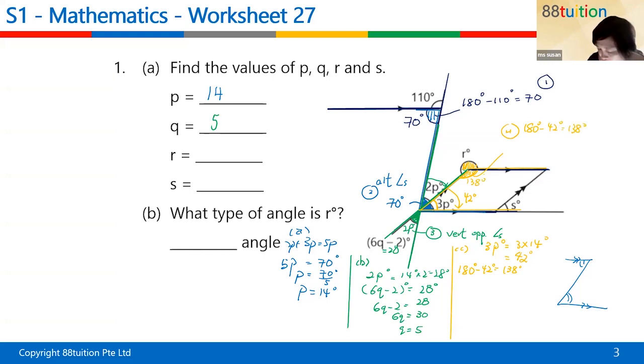Therefore, my arrow will be 360 minus 138 degrees. Why is it so? Angles at a point. So this one I write here: angles at a point. For this, I'm going to write a shortcut again. Then what do you call this? Interior angles because of parallel lines. Okay, I'm going to do it like this. All right, so that is meant for R.